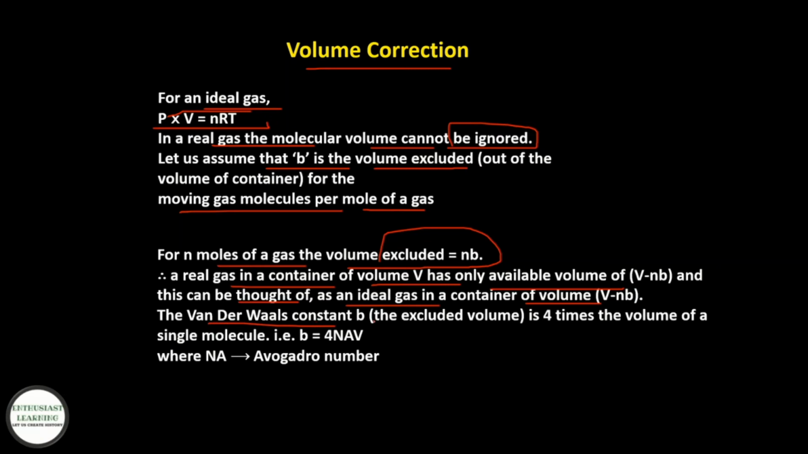The van der Waals constant b, the excluded volume, is 4 times the volume of a single molecule. That is, b is equal to 4 times NA v, where NA is the Avogadro's number.